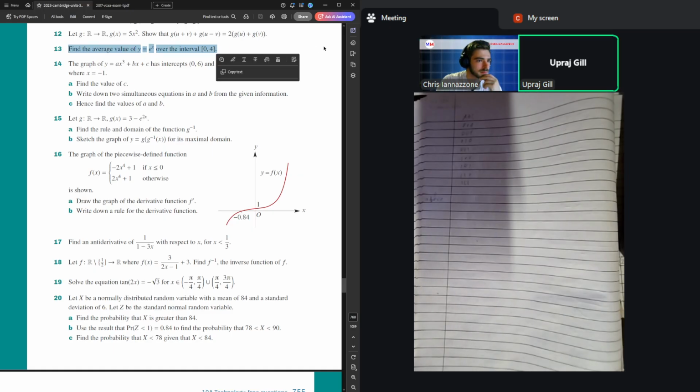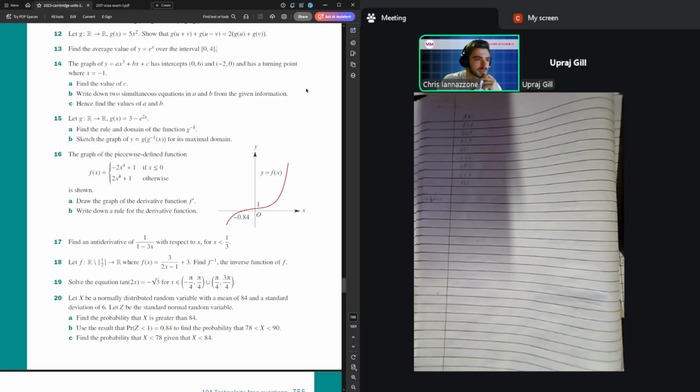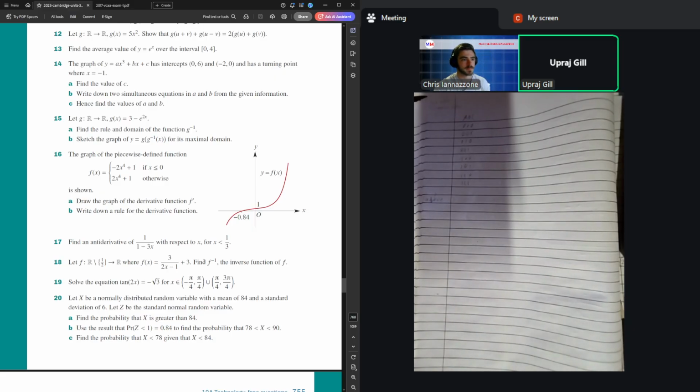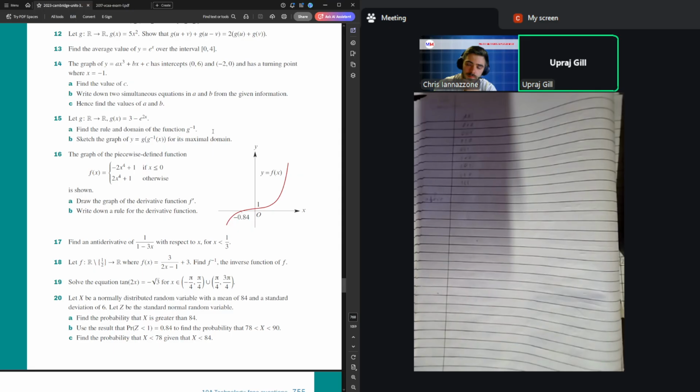Average value, exponential from 0 to 4. I don't know how to do that. Is it like you look at the first endpoint, then you input the second endpoint, and then divide by two or something? So that's what we typically do in data, right? Where you have all your data points, add all the data points up, and then divide by number of data points.